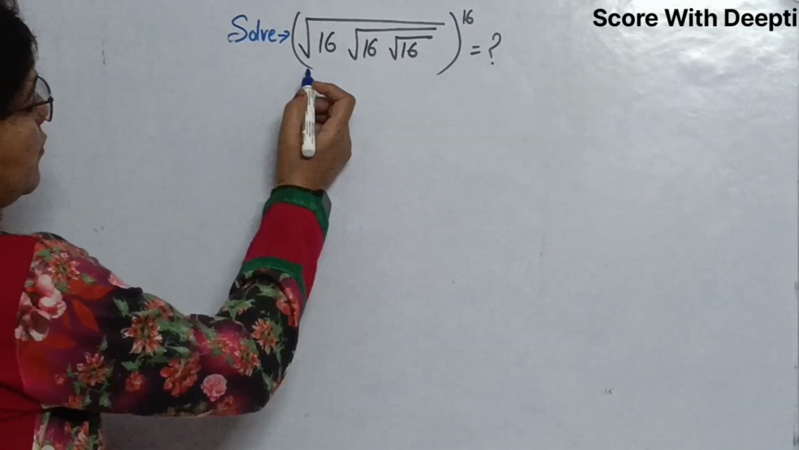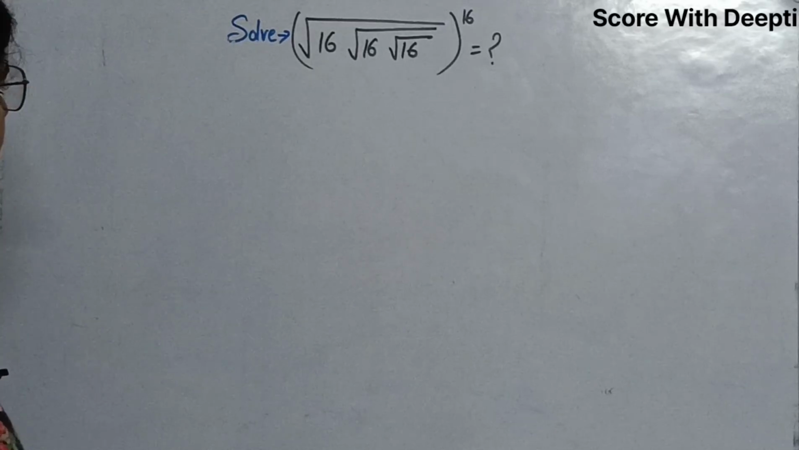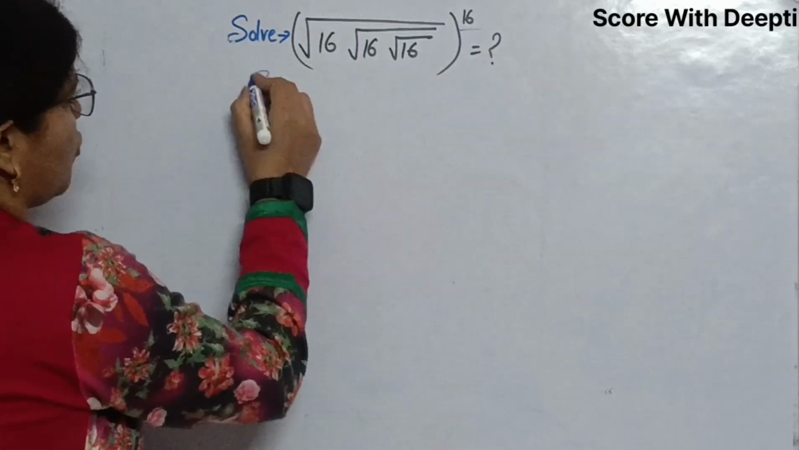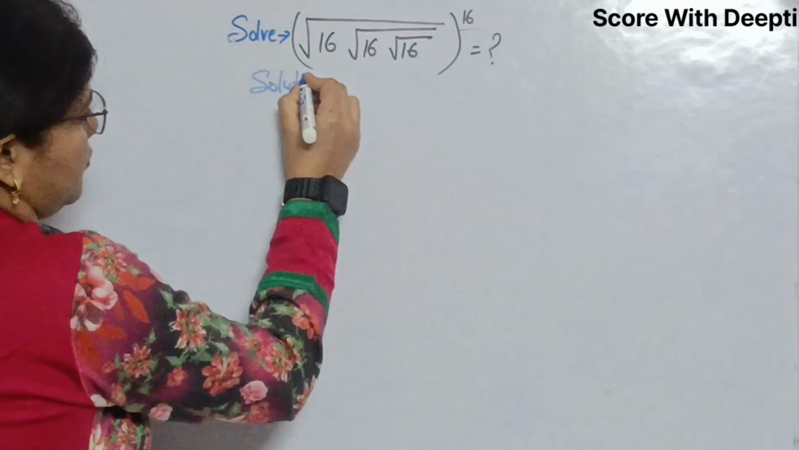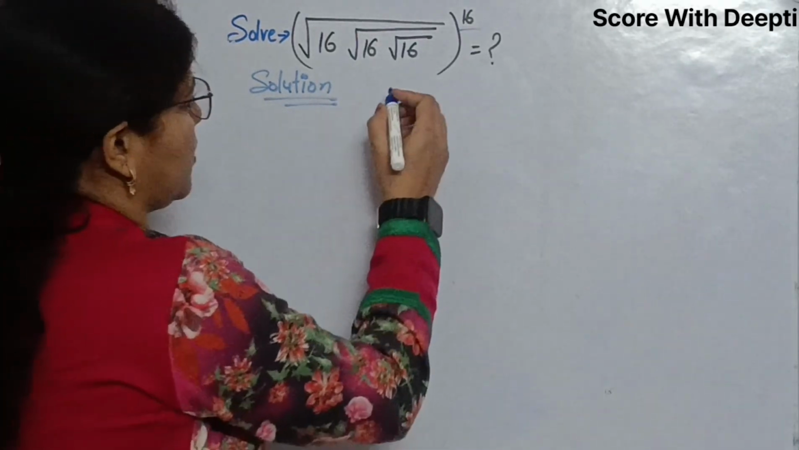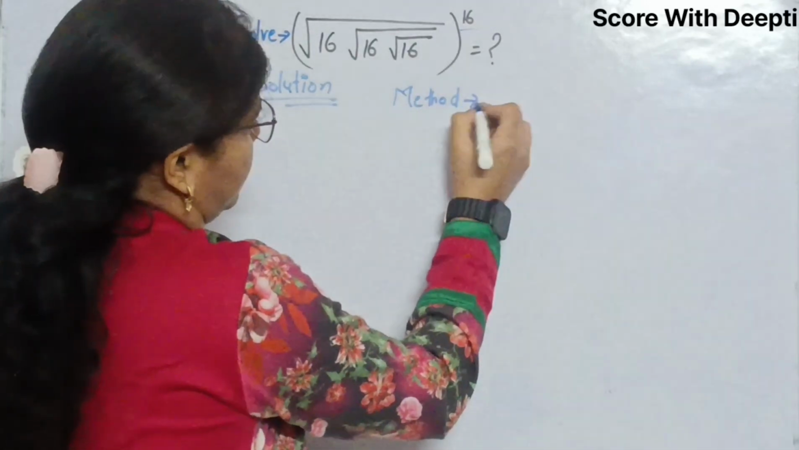Today we discussed a radical problem, and an exponent is also given. Let's start the solution of this problem. We will solve this question with two methods. Let's begin the solution of this question with the first method.